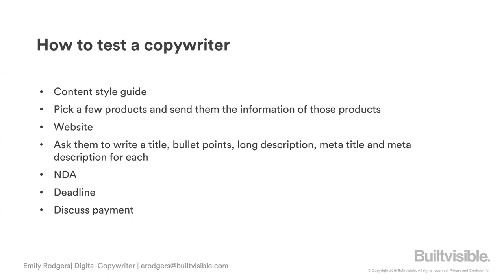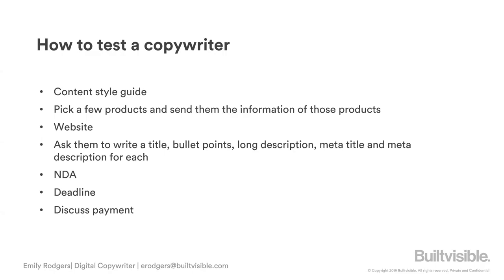Then give them product information. So this will usually be within an Excel spreadsheet, and it will include what the product is and maybe an image as well of the product, as well as measurements and fabric. Pick a few products across different categories to make sure that they're qualified to write for each one. If this Excel spreadsheet doesn't contain images, then make sure to include those in your email. Give them your website link if it's up and running, and if not, just give them some previous copy that you've written, or maybe even a competitor link so that they can see what they're doing.